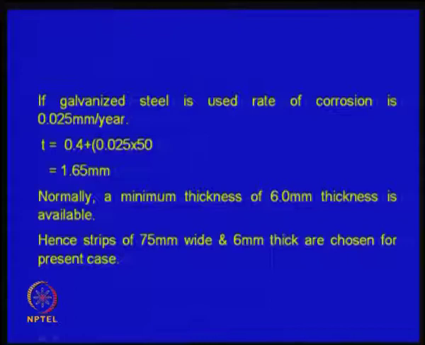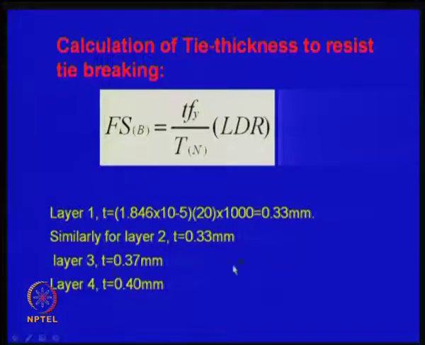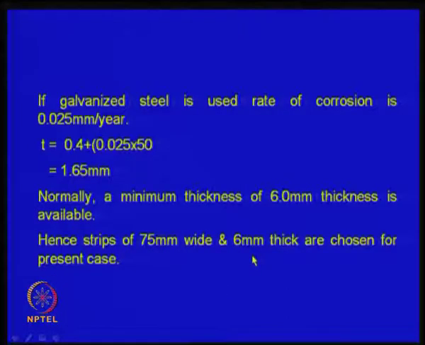So, thickness: you can see that the highest is about 0.4 mm, corresponding to different layers, and I need to also provide for corrosion resistance. If galvanized steel is used, I know the rate of corrosion is 0.025 mm per year. Now, I know that it is for 50 years. So, 0.025 into 50 I provide as extra allowance plus 0.4, so 1.65 mm is sufficient, right. But normally the minimum thickness in the market is 6 mm. So, it is fine for us, right.